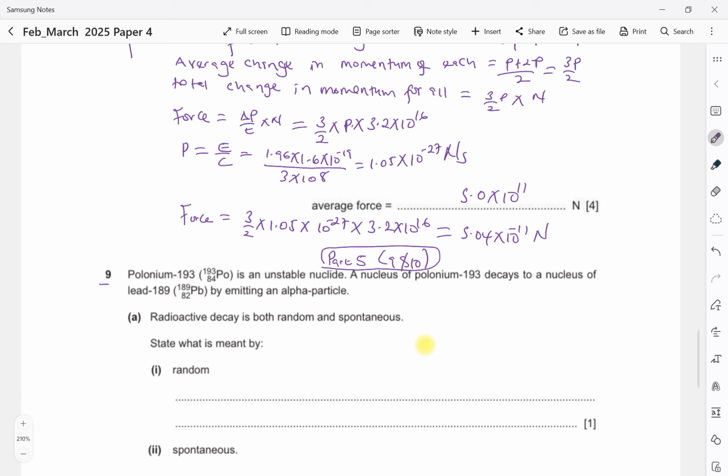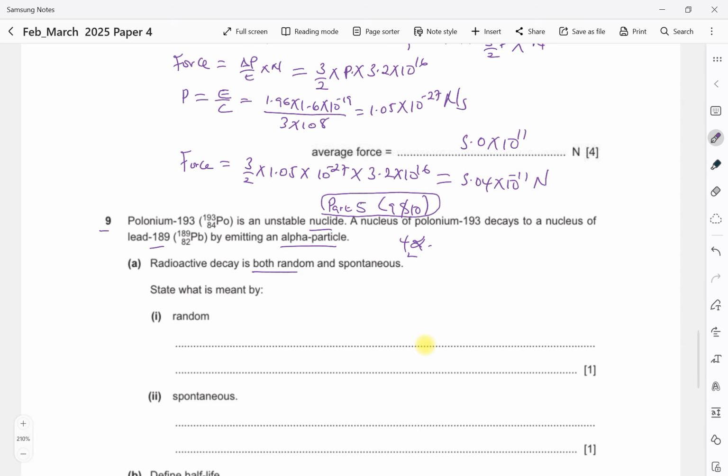So question 9, polonium-193 is an unstable nuclide. A nucleus of polonium-193 decays to a nucleus of lead-189 by emitting an alpha particle. You and me know that alpha particle is alpha 42.